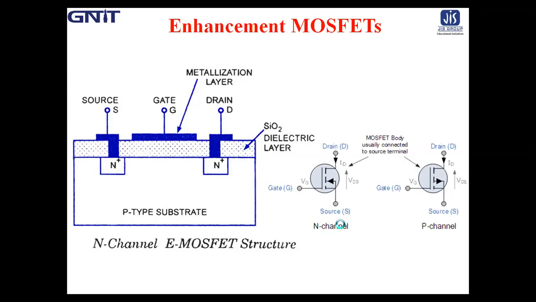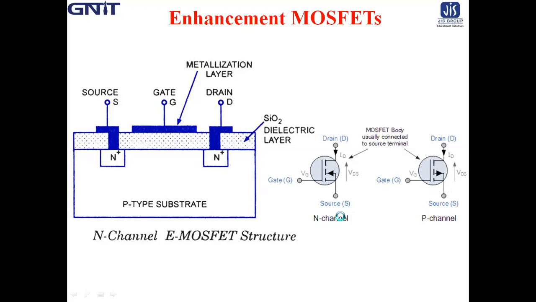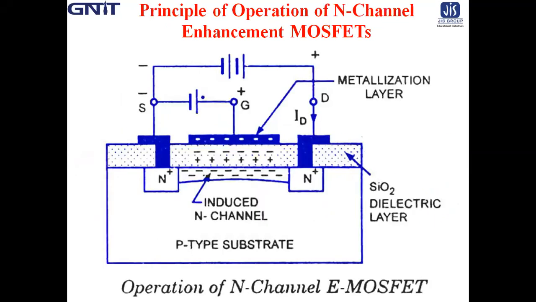Now let us go for the principle of operation of N channel enhancement MOSFET. If a positive voltage is applied between source and drain, keeping the substrate at ground potential, no current will flow through the channel between the source and drain, as the channel is p-type between two N plus diffused islands.